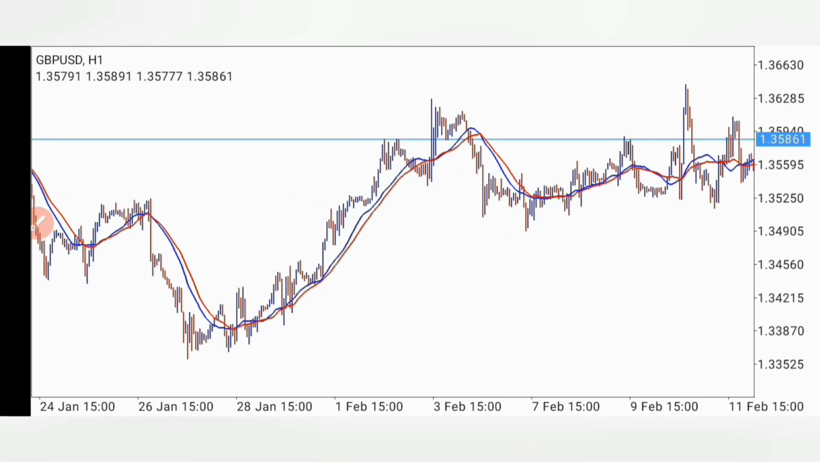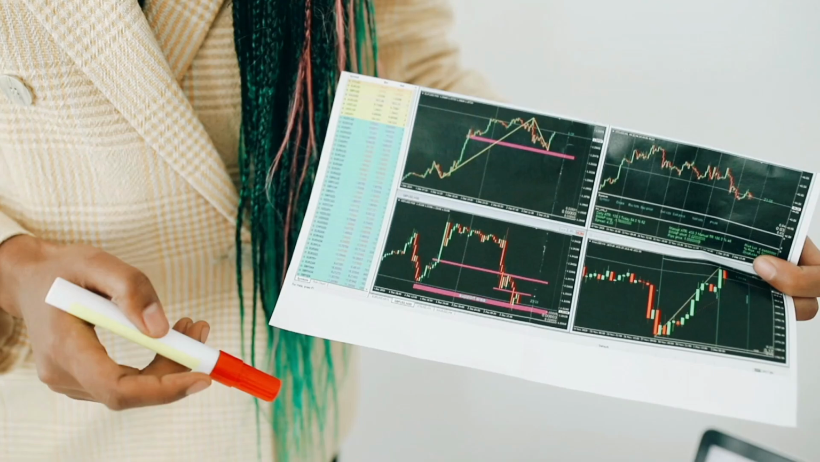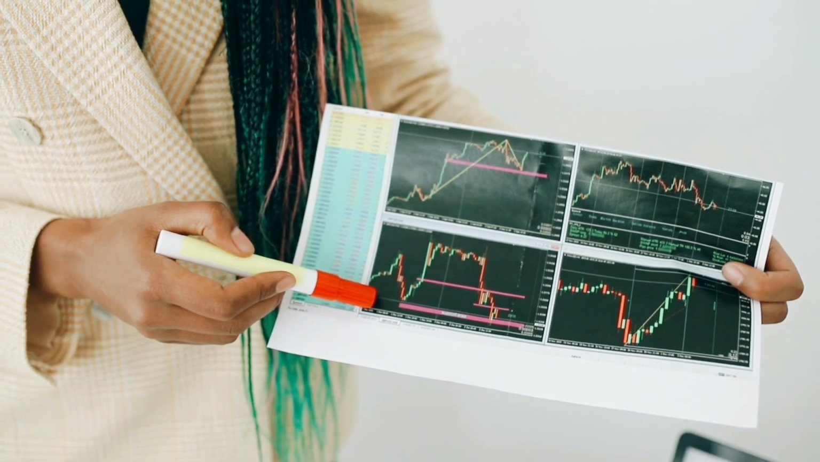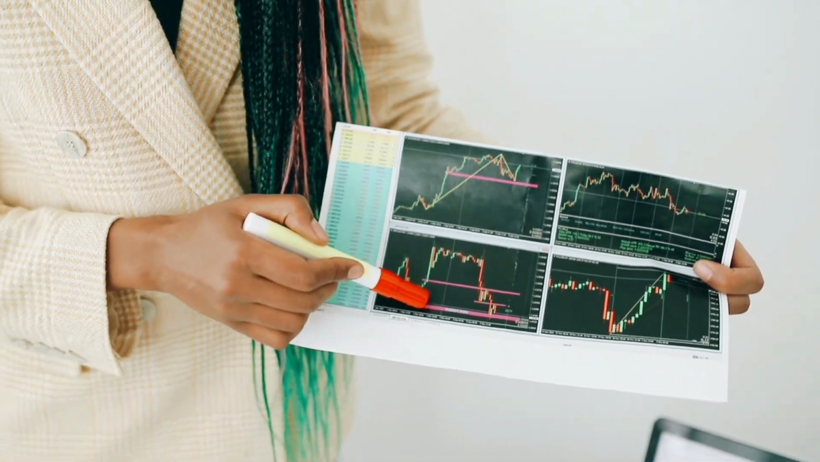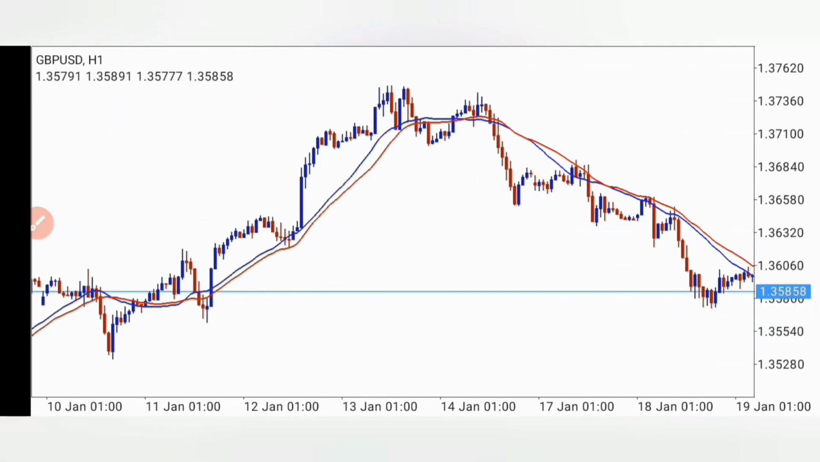But this type of support and resistance is what we call dynamic support and resistance. So what is dynamic support and resistance? Dynamic support and resistance changes with the market movement. There's also what we call static support and resistance. Static support and resistance is resistance at a certain level, so it doesn't move in the market. It's just like one straight line, and that is the support or the resistance of the market.